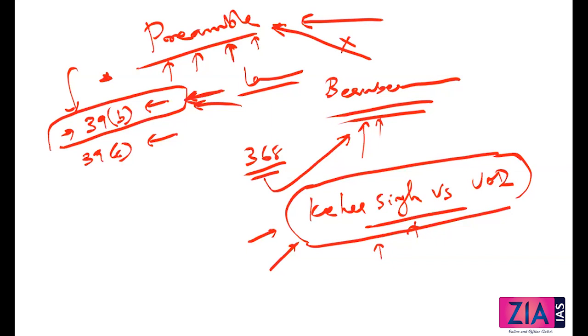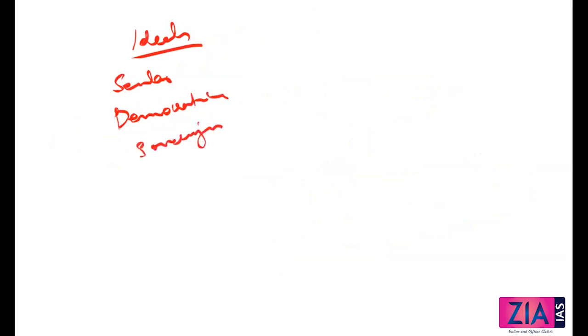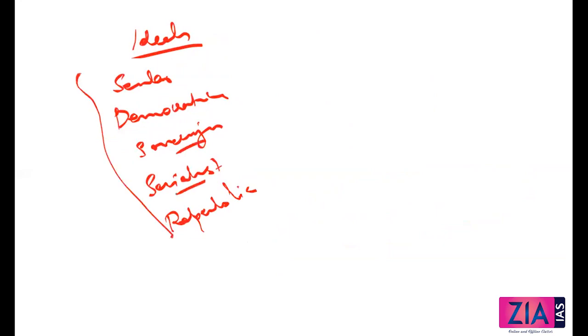So what are the ideals and aspirations? The preamble shows the ideals and aspirations. When I say ideals, these are secular, democratic, sovereign, socialist, republic. Guys, the meaning of each and every term needs to be clearly known to you. They will ask you what you mean by sovereign, what you mean by socialist.